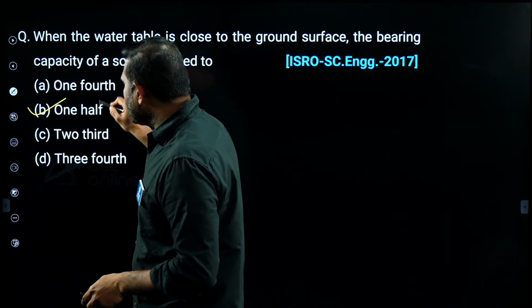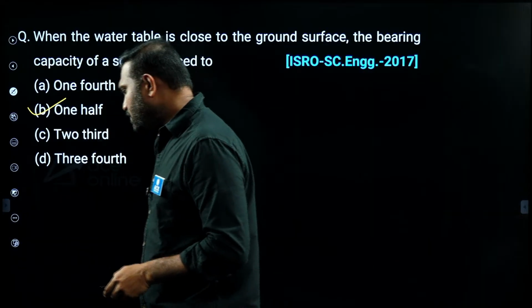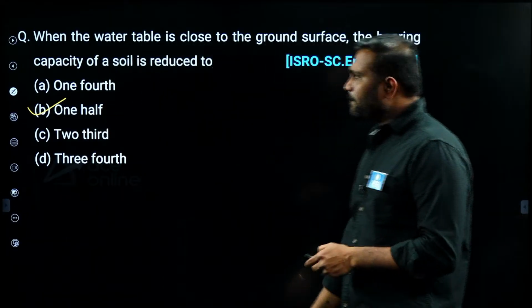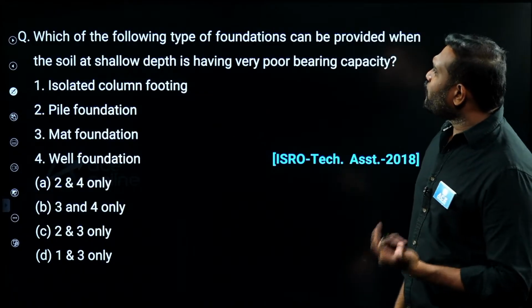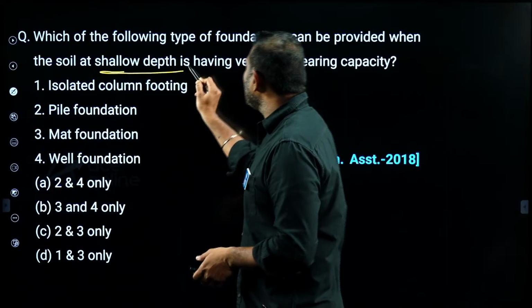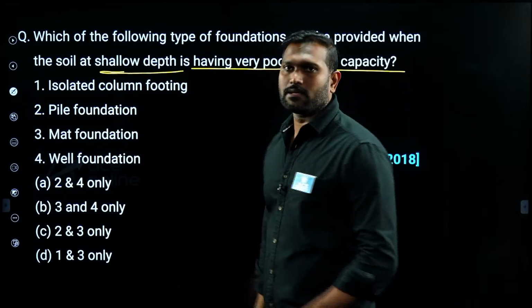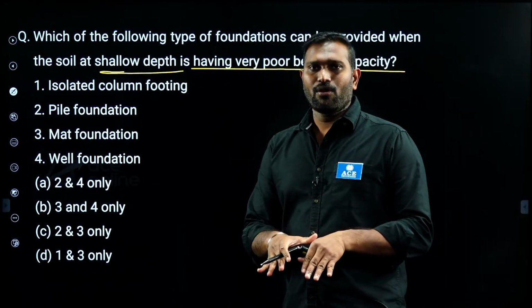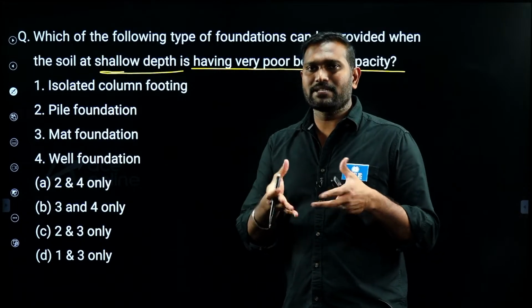Mr. Satish, it's not 2/3, it's 1/2, okay? So it is option B. Next, which of the following type of foundations can be provided when the soil is at shallow depth, having very poor bearing capacity? Soil is shallow, at shallow, soil capacity is very, very less.